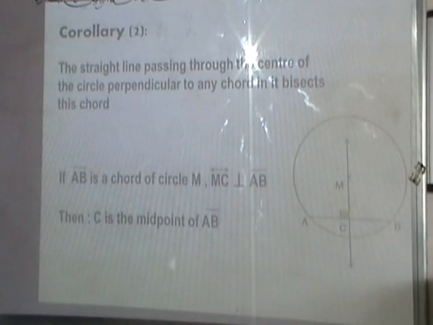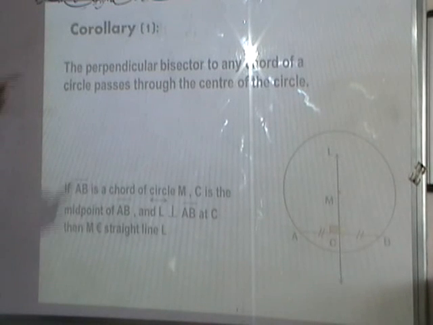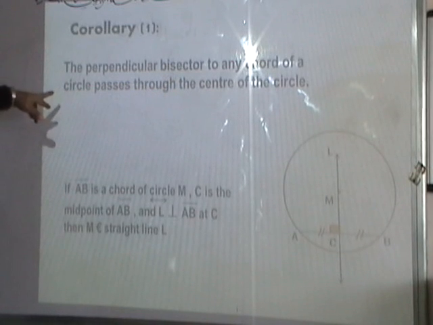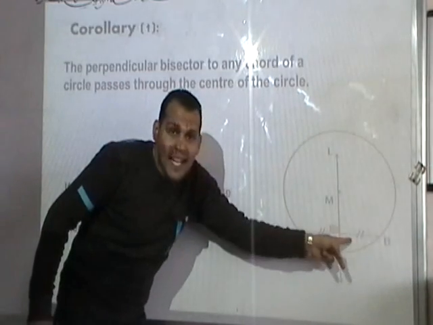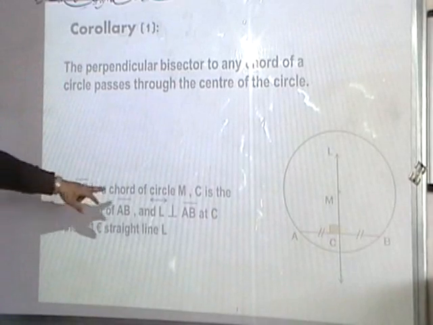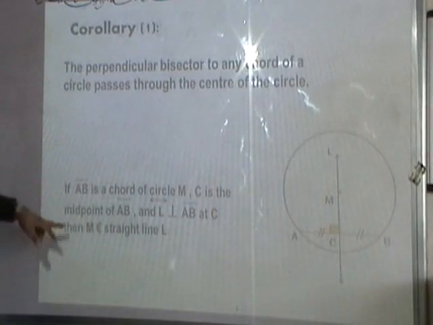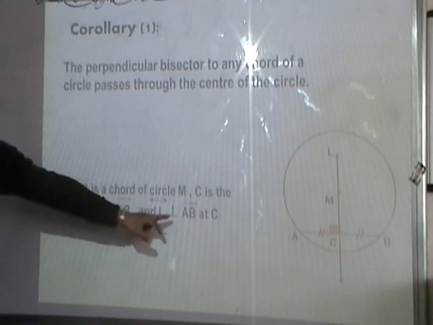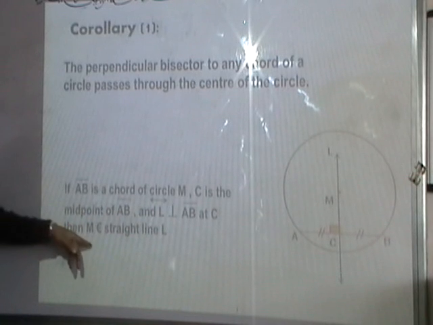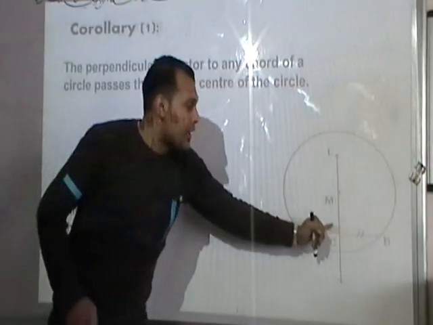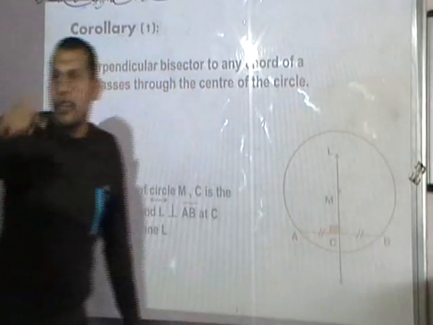After that, you have corollary number 3. The perpendicular bisector to any chord of a circle passes through the center of the circle. Perpendicular and bisector, passes through the center of the circle. So if AB is a chord of circle M, and C is the midpoint of AB, and the straight line L is perpendicular to AB at C, then M belongs to the straight line L. So I have a perpendicular bisector, so it passes through the center.